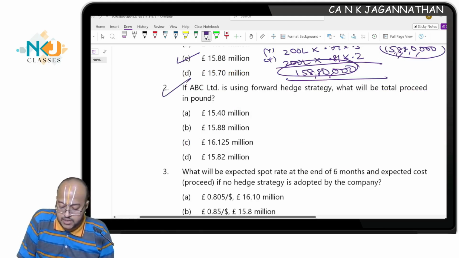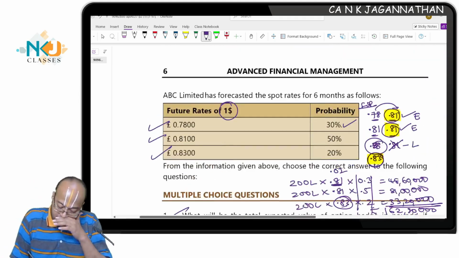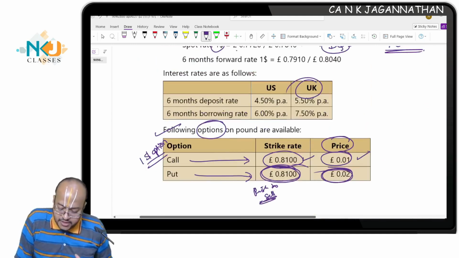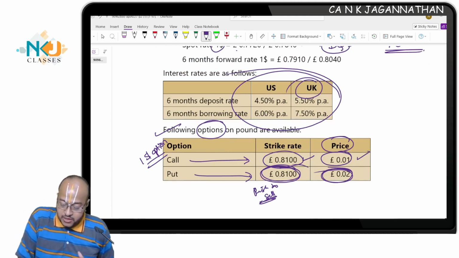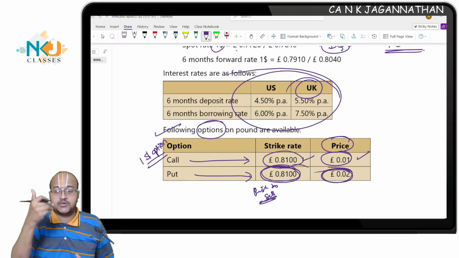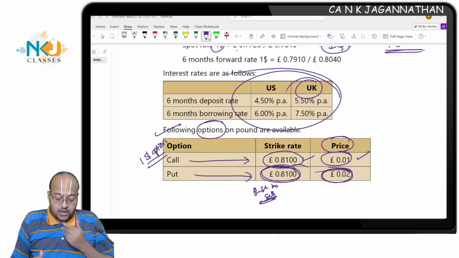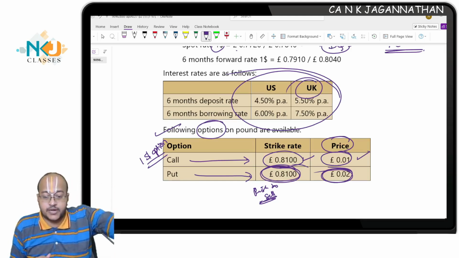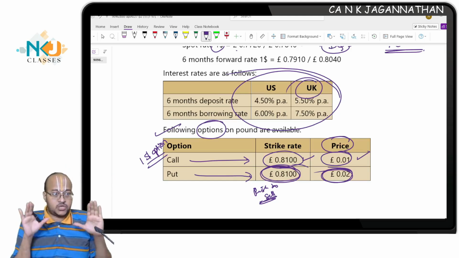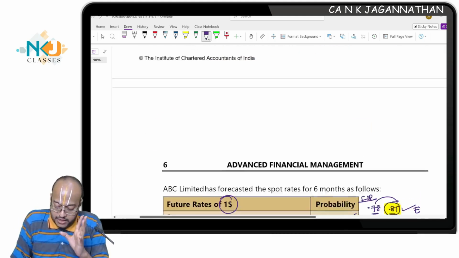Next, if ABC Limited is using a forward hedge strategy, what now? See the question here. We will see whether they have given anything regarding the interest rate in the future. Really speaking, see what should be done conceptually. The premium which you pay is on the initial date; you pay the premium at the inception of the option contract. But the payoff which you receive from the real transaction will happen on the maturity date. Are you listening? So the premium and the maturity payoff cannot simply be added or subtracted. Because of the time value of money, really speaking, we cannot do that. This 4 lakhs, I'll tell you what happens here.